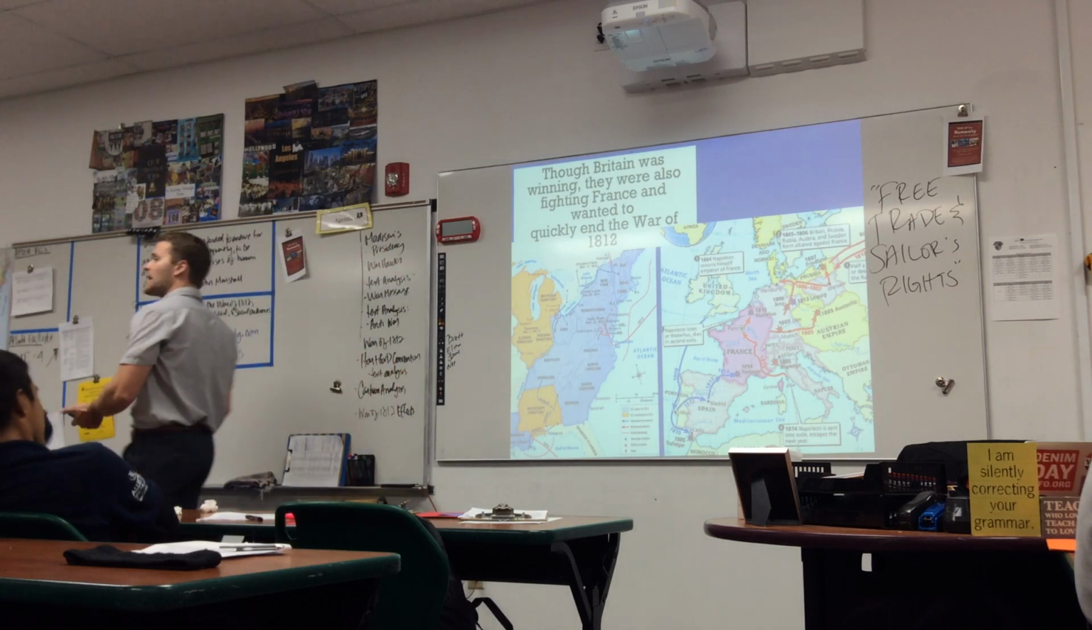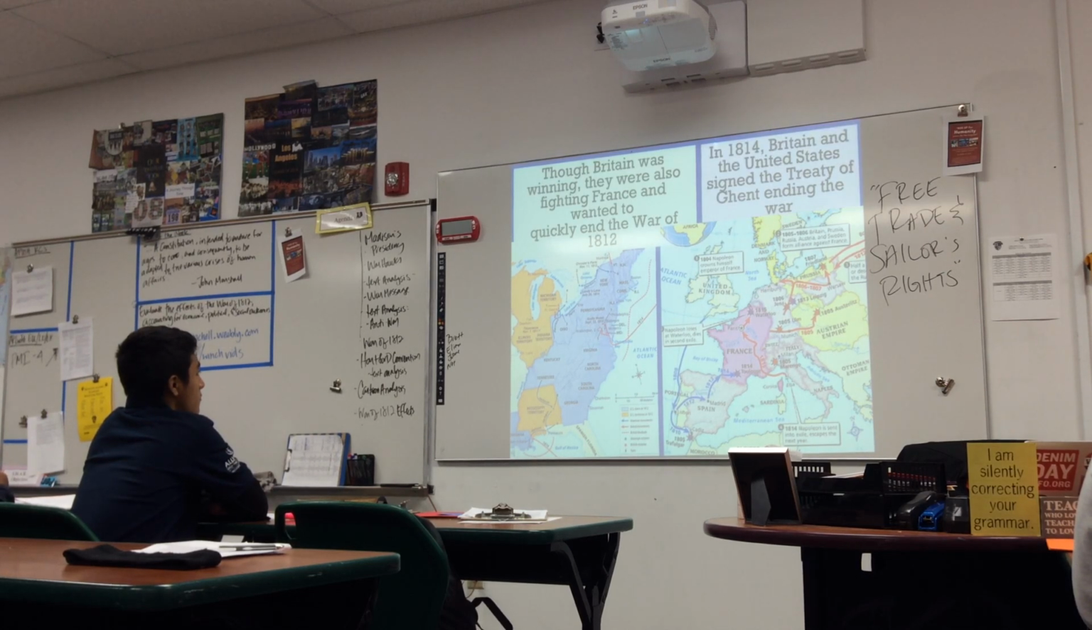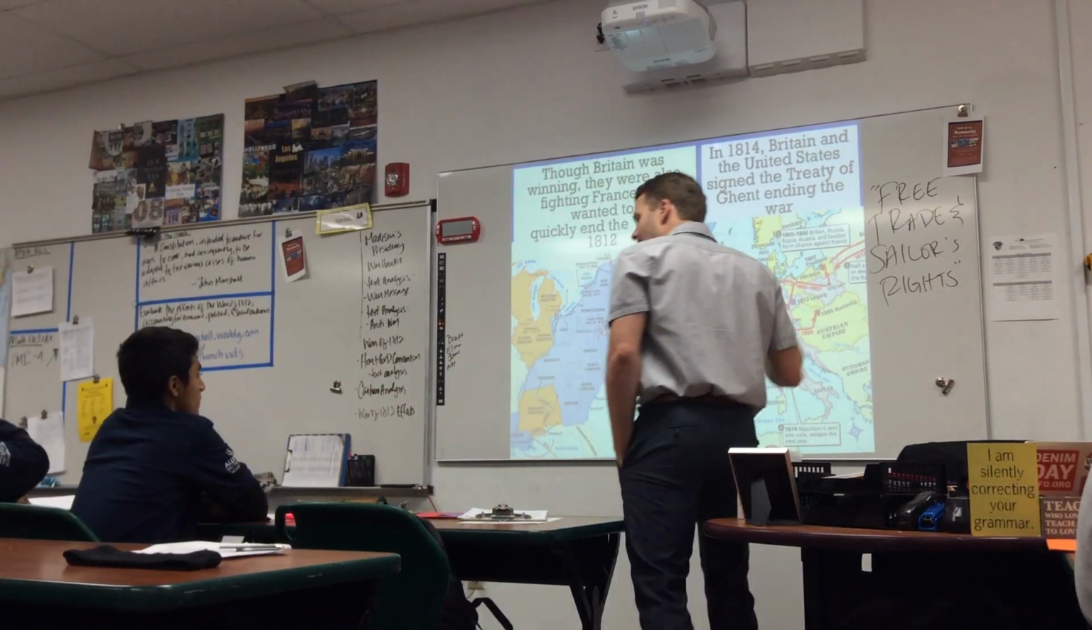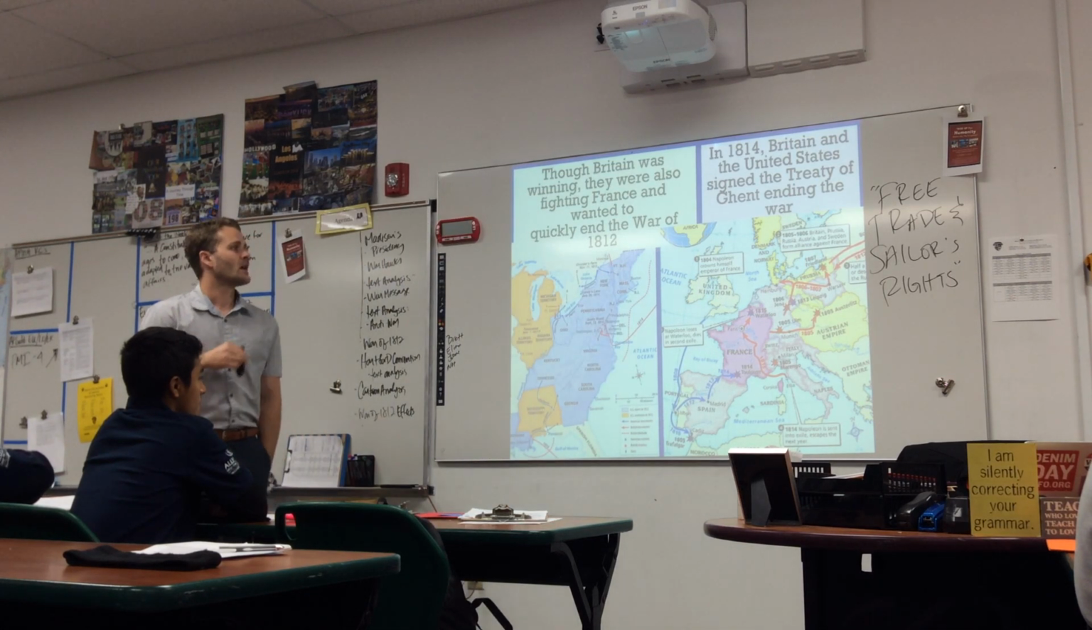They're also fighting the French at the same time. Britain is actually shockingly war-weary because they've been fighting wars for much of the last 2 centuries. And they want to end the war as well. They think it's ridiculous. We're not really fighting for much. So in 1814, we signed the Treaty of Ghent, which ends the war.